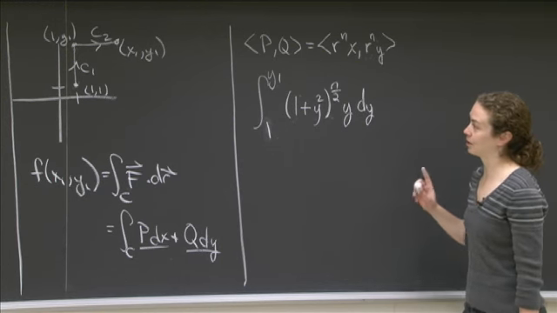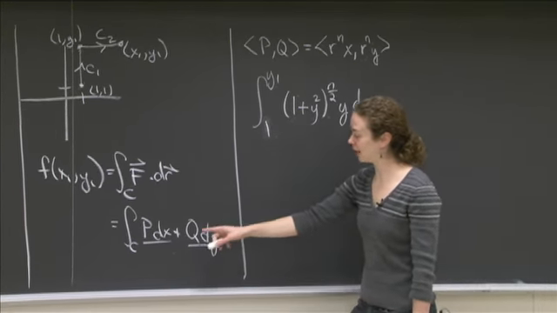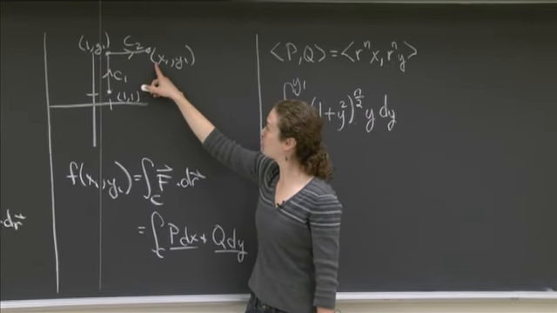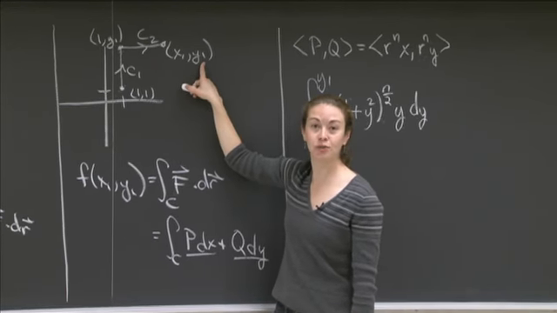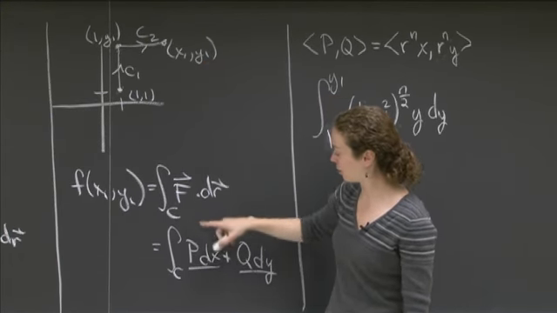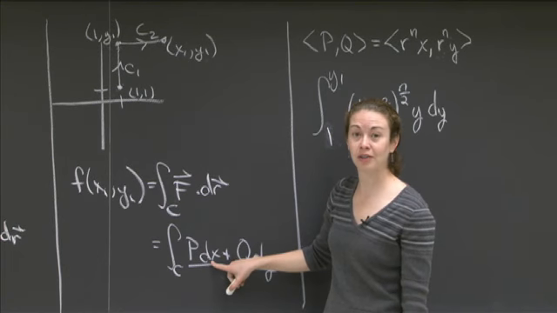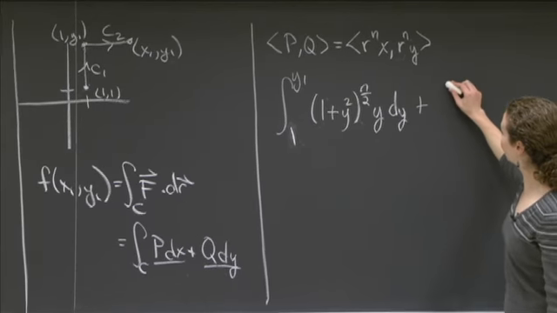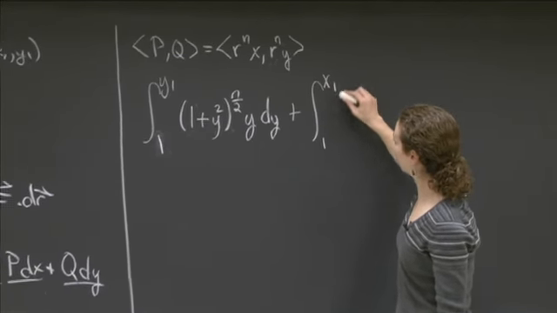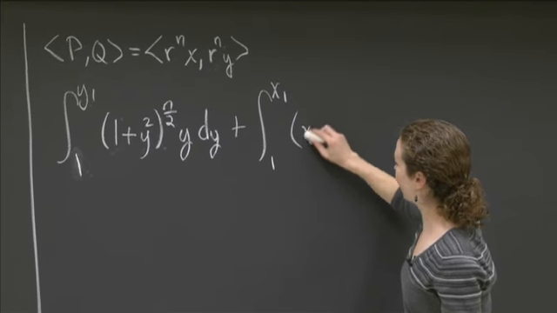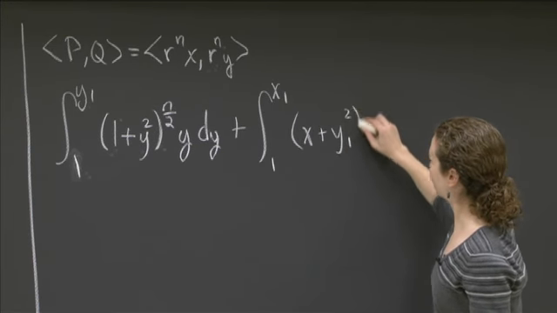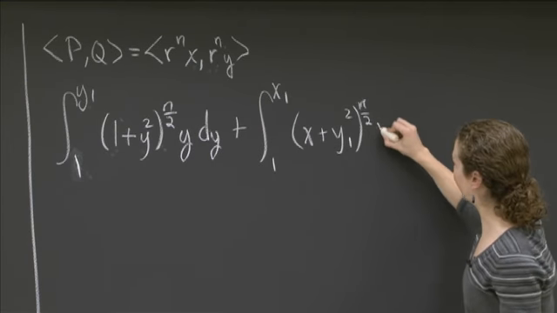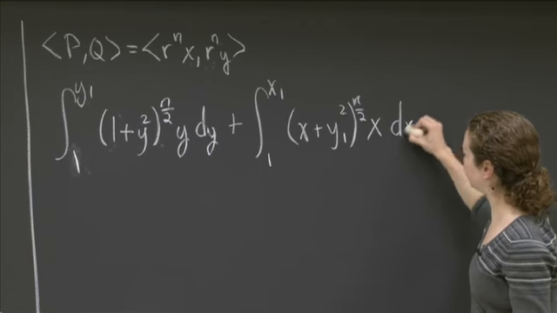Now let's look at what happens on the curve C2. So if I come back over here again, I want to have P dx plus Q dy on the curve C2. Notice y is fixed at y1 there, so dy is 0. And so I'm only interested in the P dx part. Everything's going to be in terms of x. And let's see if we can do the same kind of thing. I'm going to be integrating from 1 to x1. Now r is going to be of the form x plus y1 squared to the n over 2. And then P has an x here and not a y, times x dx.